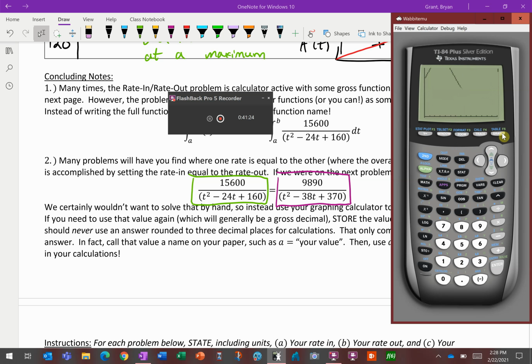There we go. All right, so there is my rate in, there's my rate out, and we want to find the intersection, so second, calc, intersect. When it says first curve, second curve, that's if you have more than one curve on here. Let's say that you had like 5 different graphs on here, and you wanted to find the intersection of 2 of those. Well, it tells you the graph you're on right now, y1, is this guy.